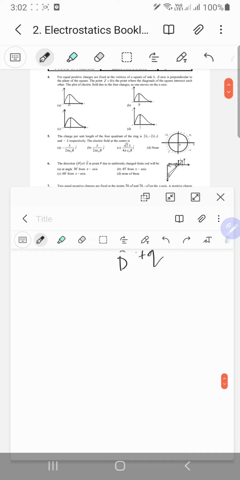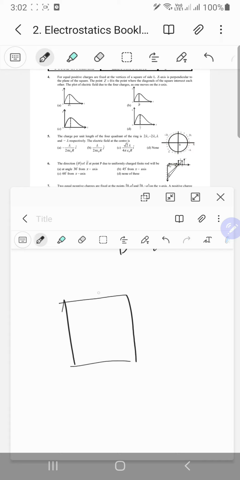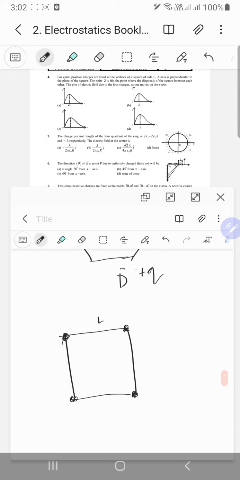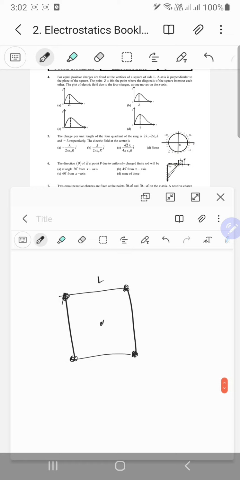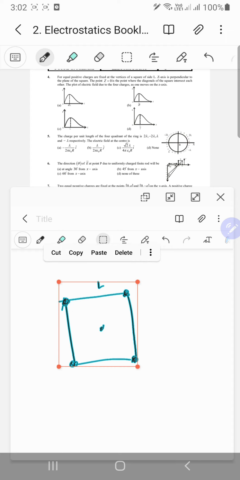4 equal positive charges are fixed at the vertices of a square with side length L. So first of all, you need a square with side length L. The z-axis is perpendicular to the plane of the square, passing through it, and z equals 0 is the point where the diagonals of the square intersect, which means the central point. The plot of the electric field due to the 4 charges as one moves on the z-axis. It's not that big a deal, just trying to intimidate us by putting it in a square and everything. In fact, it's just 4 charges.